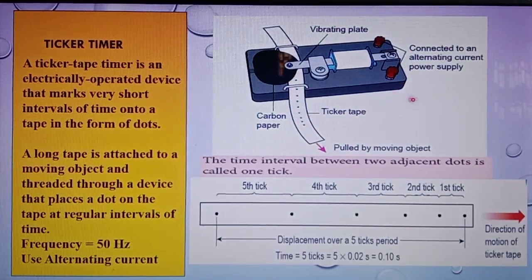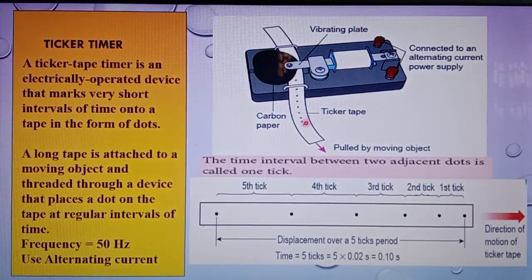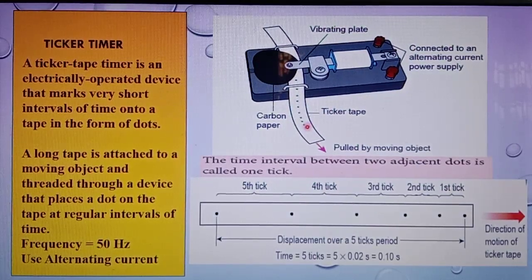Once you connect to the alternating power supply, you can see the vibrating plate vibrates, thus you can see dots produced. Due to the frequency of 50 Hz, it will produce 50 dots on the ticker tape in 1 second. But in our calculation, in order to calculate speed, velocity, or acceleration, normally we don't use the dots. We use the term tick.